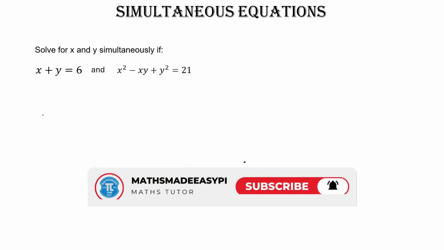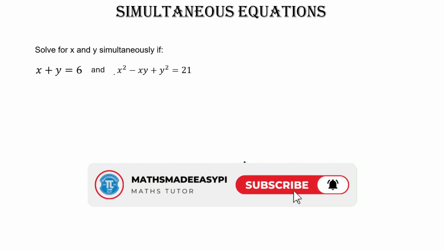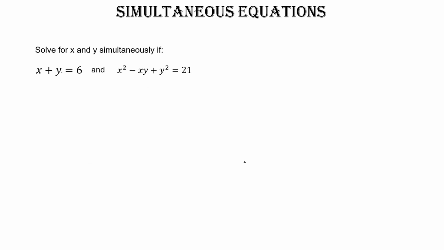Solve for x and y simultaneously if x plus y is equal to 6 and x squared minus xy plus y squared is equal to 21, right? You always choose the equation which is simplest, which is this one over here. So with this one, there's no weird stuff. You can either make x or y the subject of the formula.